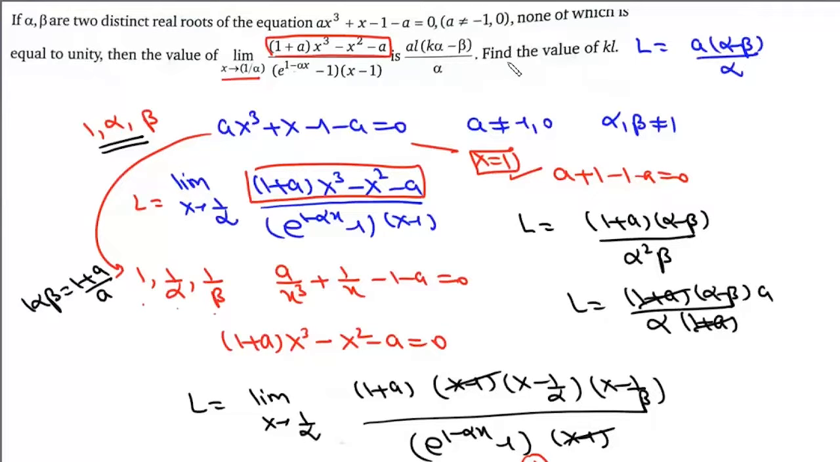Now we compare it with this given limit, then we can write the value of L must be 1, the value of K must be 1. Now we need to find the value of K into L. The value of K into L is 1.